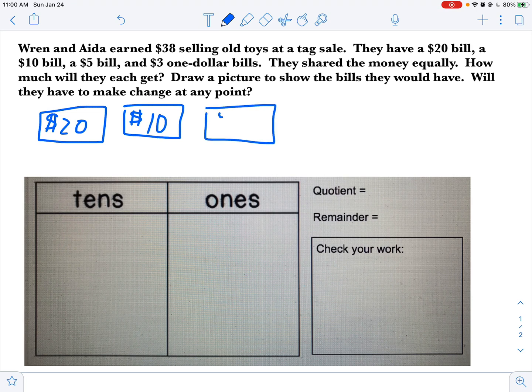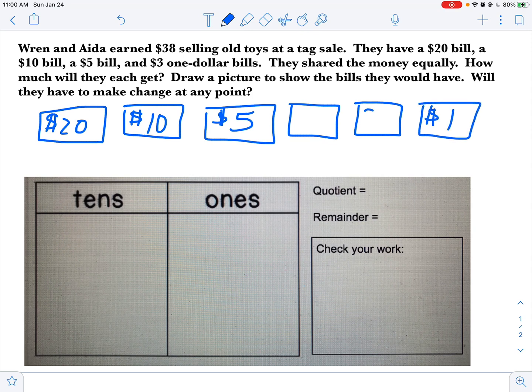I have a 5. And I have 3 1s. Now, if I tried to share these bills like this, equally among Ren and Ada, could I do that fairly? Take a look at the bills, think about it for a minute. Could I share those fairly? Yeah, if you said you can't, you're right.